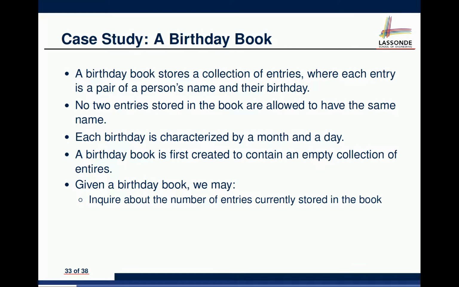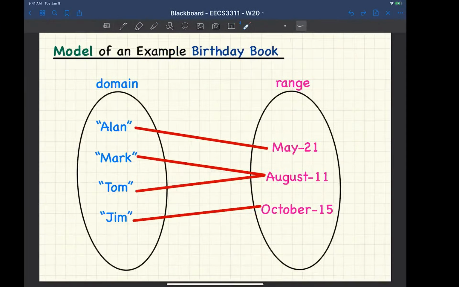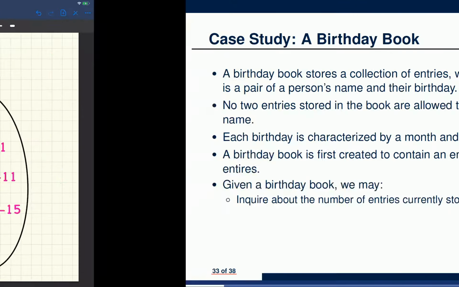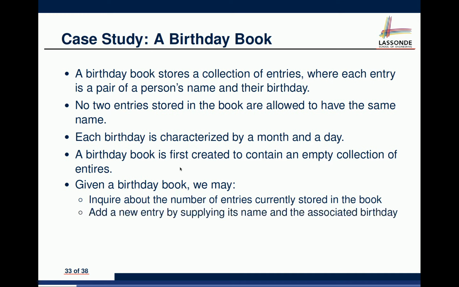First of all, the number of entries currently stored in the book, like a count, right? In this case, the count will just be 4, right? 1, 2, 3, 4. 4 mappings. That one's easy. I want to add a new entry. So now, add a new entry is similar to put in the hash table, which is also similar to override in math models, right? That's why I talked about overriding in the beginning.